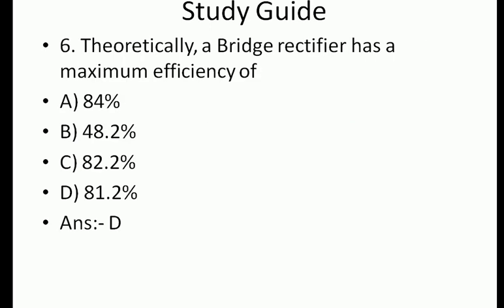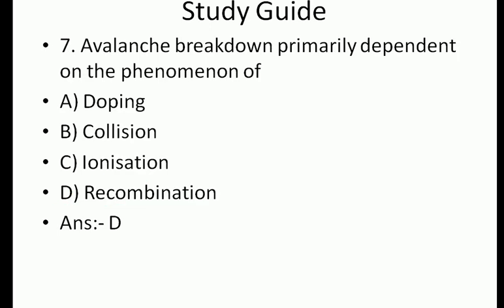Theoretically a bridge rectifier has a maximum efficiency of 81.2%. You have to remember this value, because in your competitive examination you cannot always derive these values in the examination hall. It will require some time. So I will tell you that you have to remember some of the data. Theoretically the maximum value will be 81.2%, whereas practically it will be less than 81.2%.